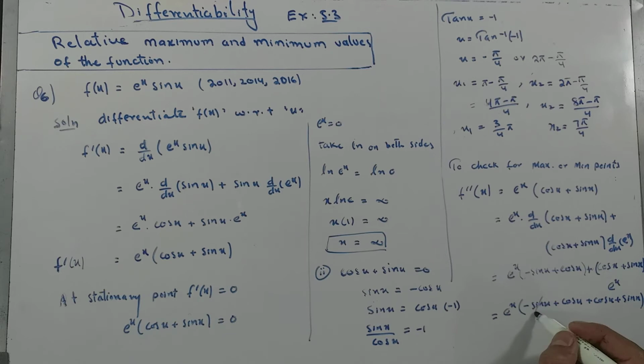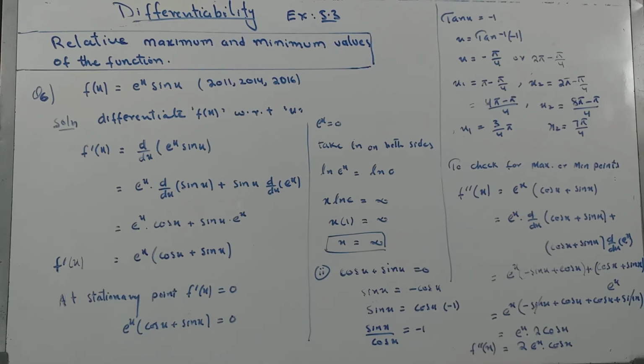Minus sin x and plus sin x cancel each other because they have opposite signs. Therefore, e^x and cos x plus cos x is 2 cos x. These are multiplying with each other, so we can write this as 2 e^x cos x. This is the second derivative of the function e^x sin x.